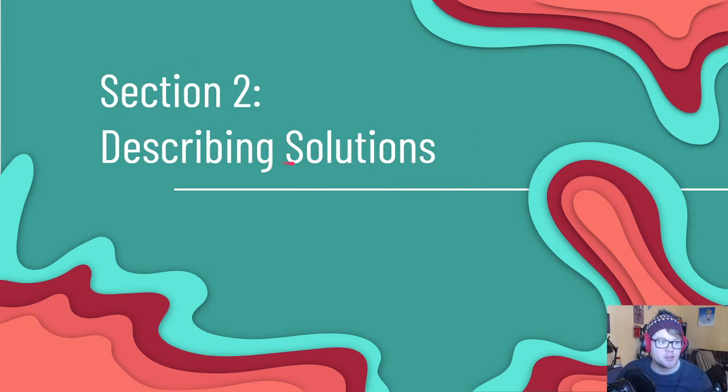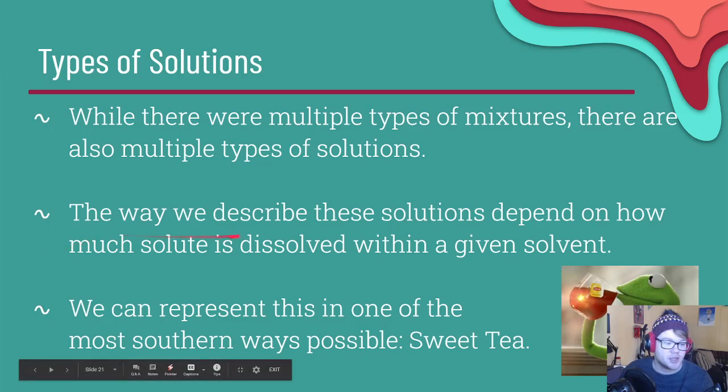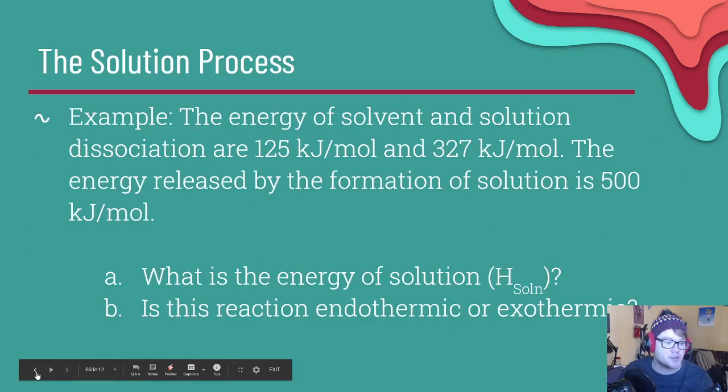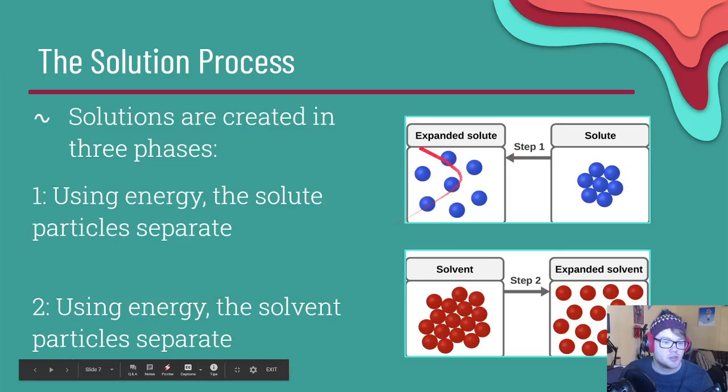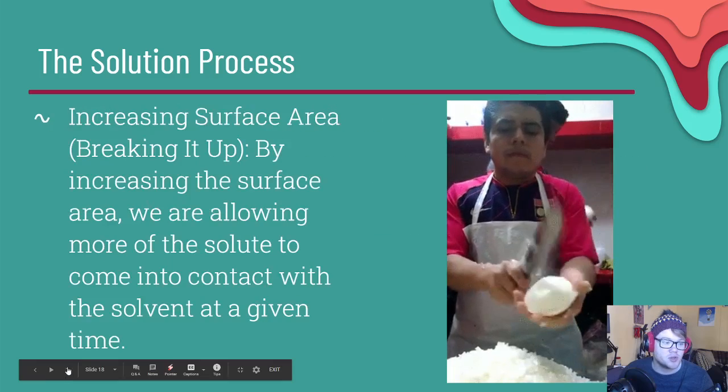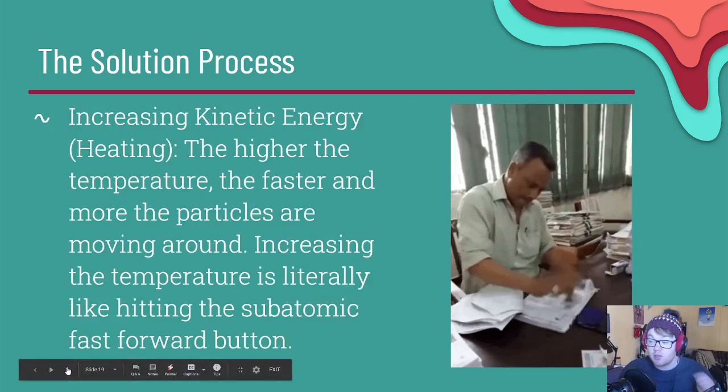We're going to be doing the notes for Section 2 of Chapter 2 of Advanced Chemistry. This is going to be describing solutions. Now, last time we talked a little bit about the solution process, how we actually get to our different types of solutions. We talked about the heat of solution, the expanding of the solute and the expanding of the solvent. And then we also talked about the three ways you can increase the speed at which a solution breaks down.